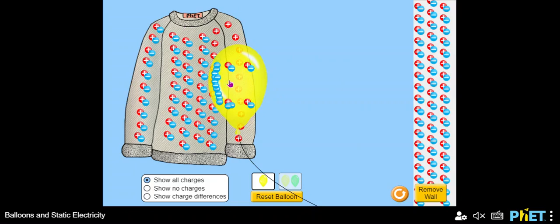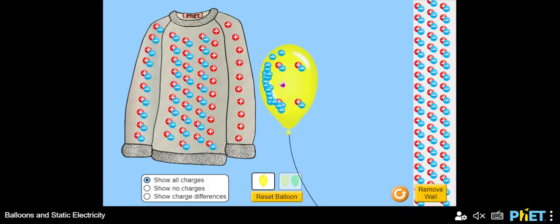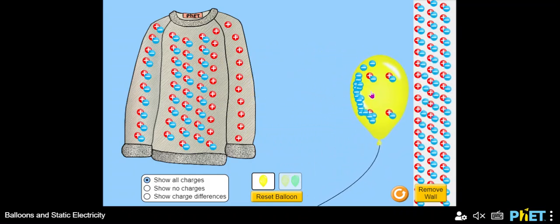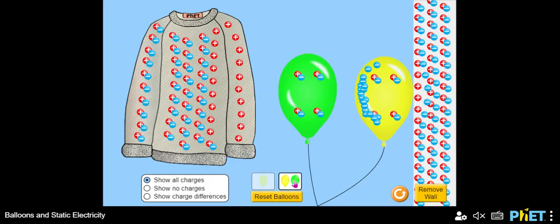Now, if I bring the balloon close to the wall, this wall is neutral. But if I bring the balloon close to the wall, it will still attract. But you see what happens? Even though the wall is still neutral, the net charge is neutral, the balloon pushed the electrons away because like charges repel. So it pushed the electrons just a little bit away, leaving the protons close to the wall, and that's what made it attractive.